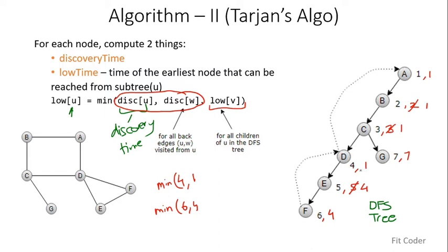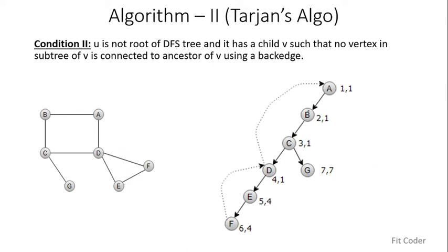So once you have calculated the discovery time and low time for all the nodes in the DFS tree, then the second condition of Tarjan's algorithm can be rewritten as: if discovery time of a node U is less than or equal to low time of a child V, then we can say that U node is an articulation point. So now let's see how this condition evaluates in the DFS tree. The first value is the discovery time and the second value is the low time. So I've written this for all the nodes in the DFS tree. A is the root of the tree, so we'll skip it.